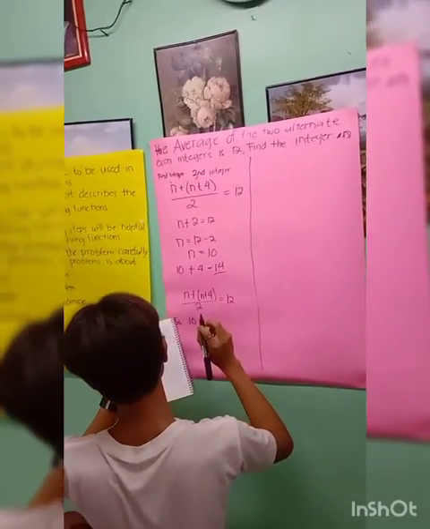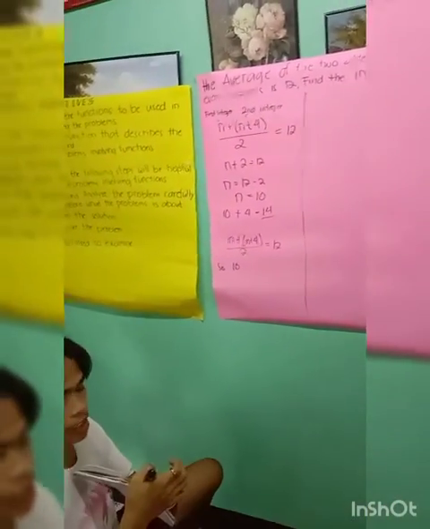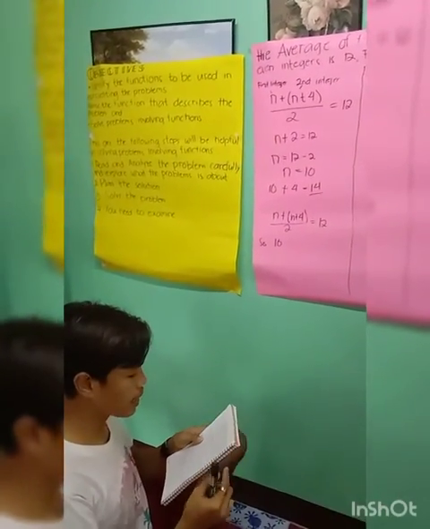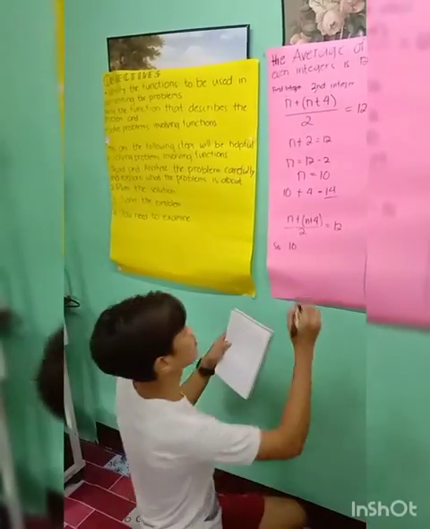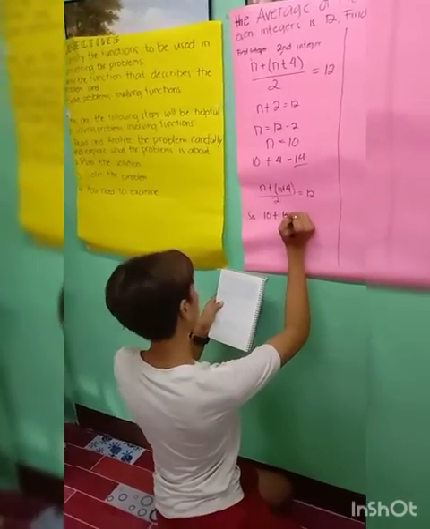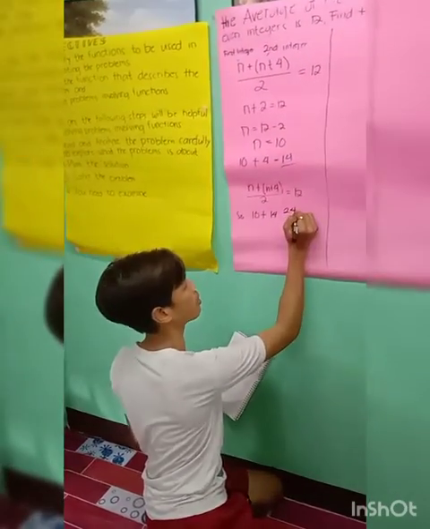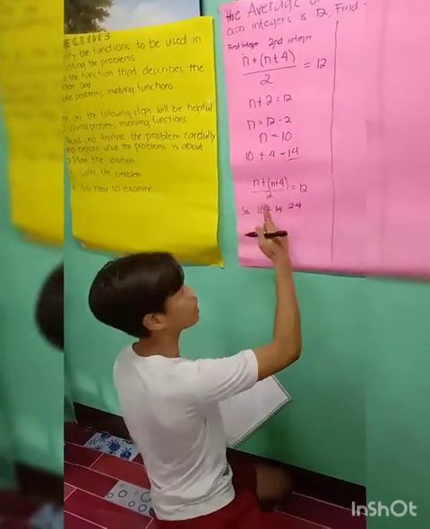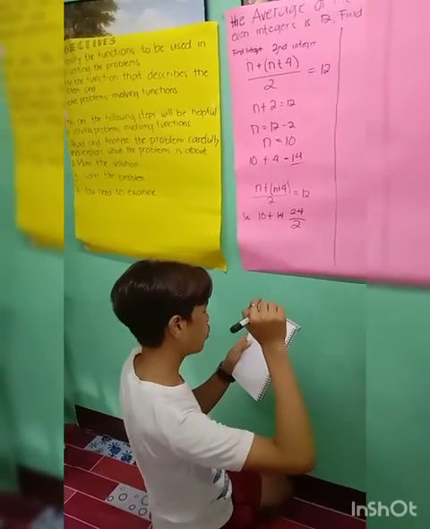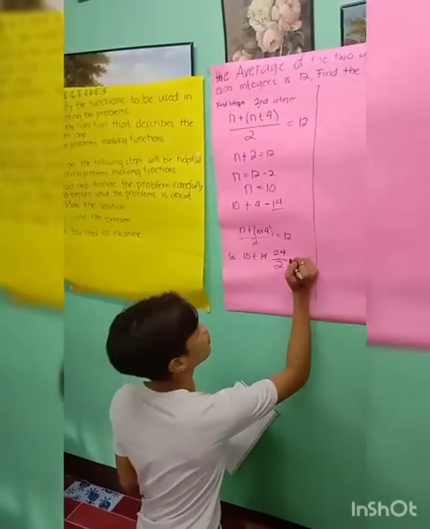Di ba kanina, sinolve natin yung n? So, ang unang integer natin ay 10, at yung pangalawa naman ay 14. So, 10 plus 14 is equal to 24. Tapos, i-divide natin siya into 2. So, 24 divided by 2 is equal to 12.